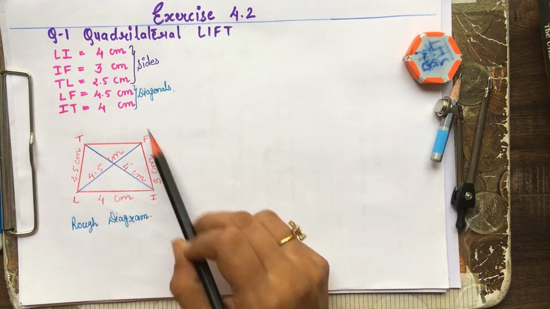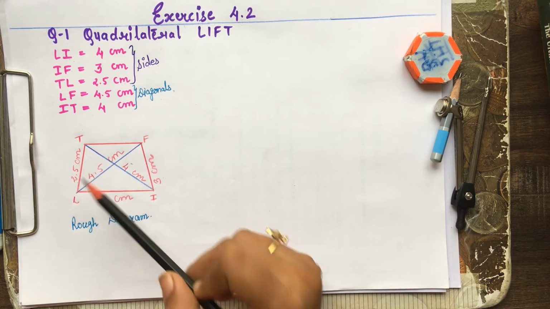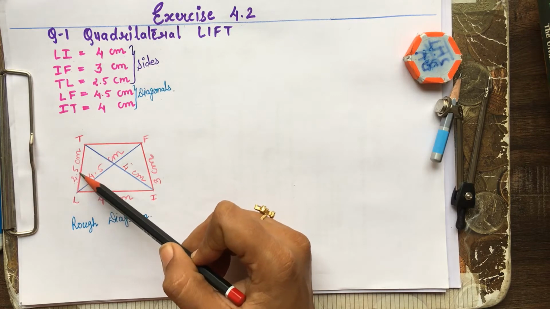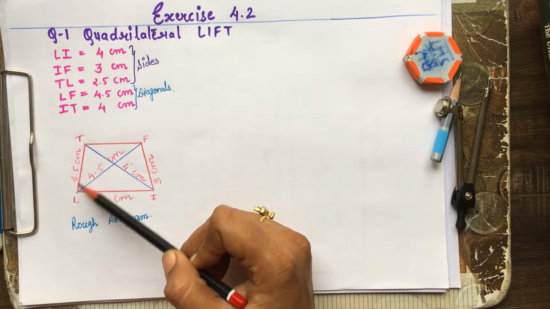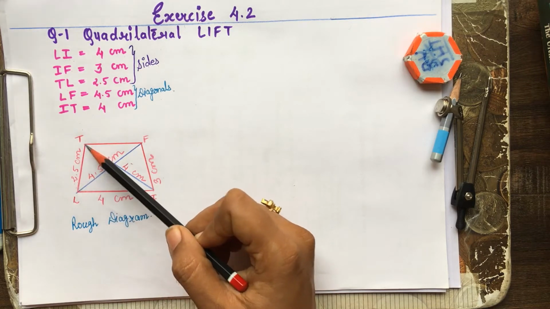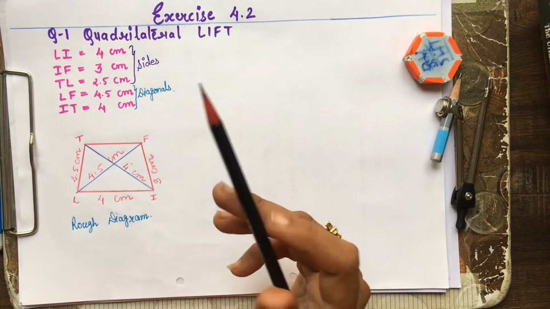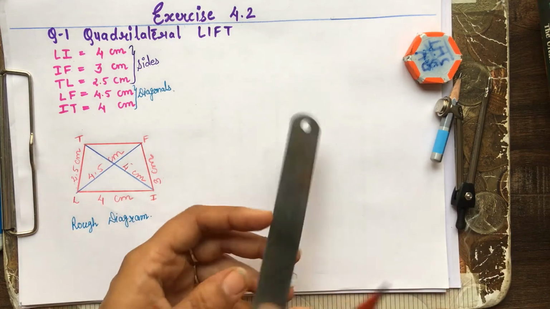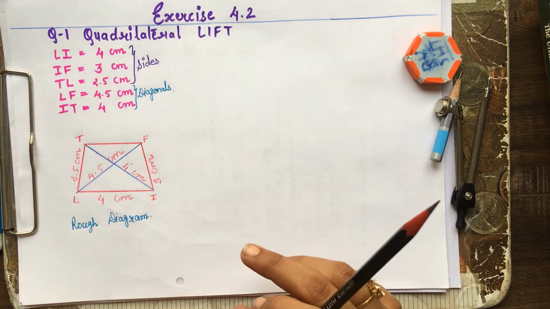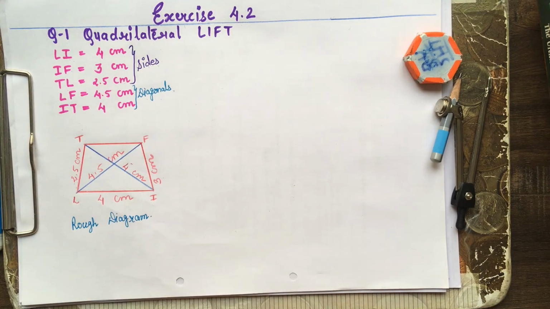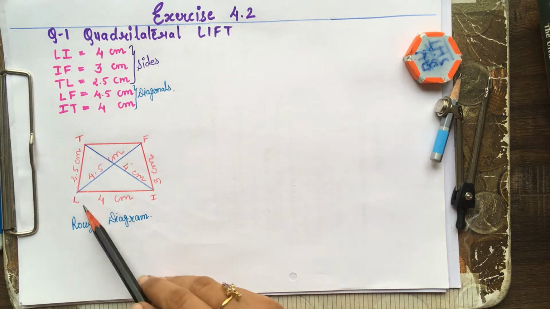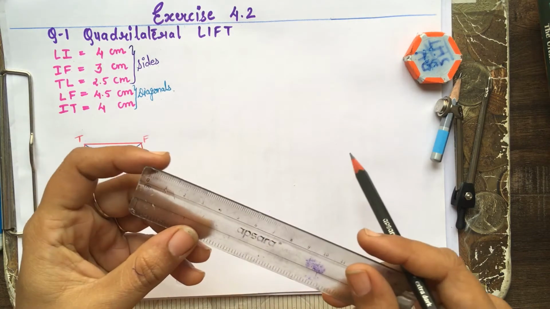This is the rough diagram. Obviously you can see that LT I have written over here 2.5 cm, but this length cannot be 2.5 because this is the rough diagram. So starting with the fair one, let's start. First we will start with LI 4 cm.